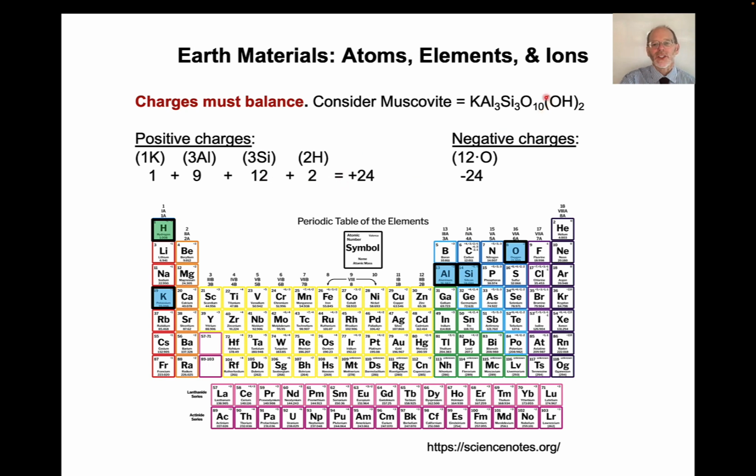How many oxygens do we have? Well, there's 10 here, plus 2 here is 12. Oxygen is always -2. 12 times -2 is -24. We add these two together, the sum of the cation charge and the anion charge, and they sum to 0. So it charge balances.